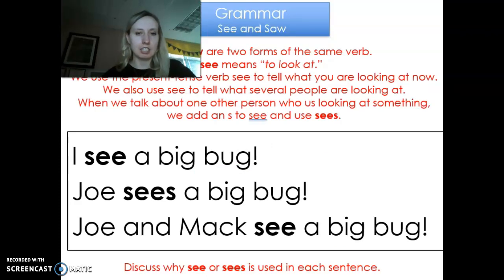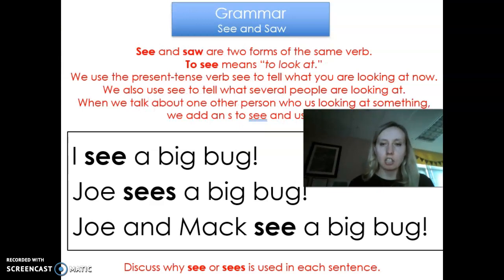Okay, let's look at this last part. See and saw are two forms of the same verb. To see means to look at. We use the present tense verb see to tell what we are looking at now. We also use see to tell what several people are looking at. When we talk about one other person who's looking at something, we add an S.